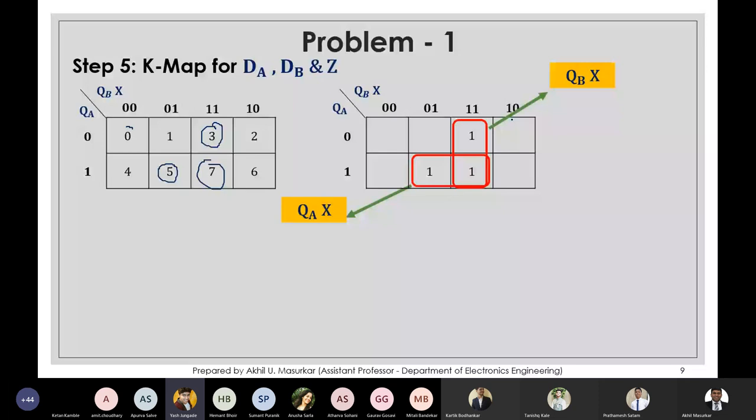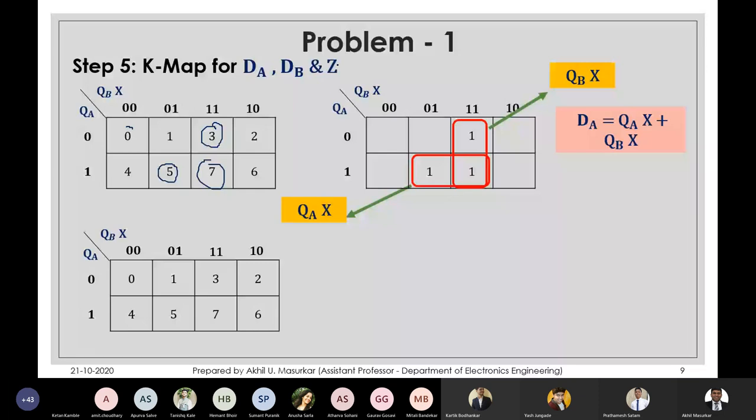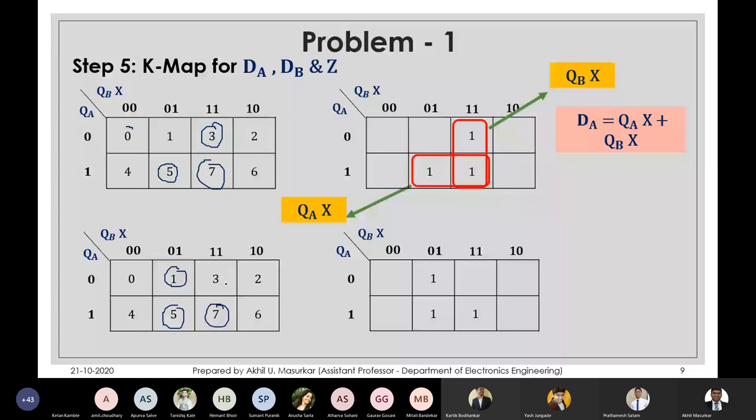Sir, I have posted the answers on chat box. Okay. So can you tell me which are the terms which are 1? Yes, sir. 1, 5 and 7. Okay, so that is correct, and these are the answers for that. So 1 is QB bar X, that is right, and the second one is QAX, that is also right. So Yash, I think your answers are same.